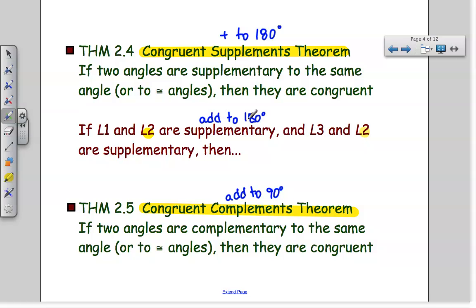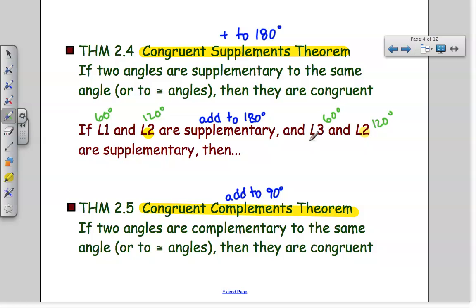So I want to think about what this means here. If 1 and 2 are supplementary, that means they add to 180. Let's just give an example. Let's say angle 1 was 60 degrees. Angle 2 then would have to be 120 because, again, they have to add to 180. Well, angle 2 over here is still 120. Well, what does that mean for angle 3? Because if 1 and 2 are supplementary and 3 and 2 are supplementary, that means these two have to also add to 180. So angle 3 would have to be 60 as well.